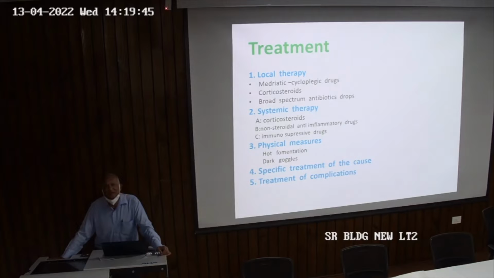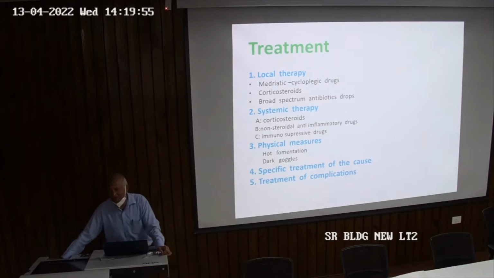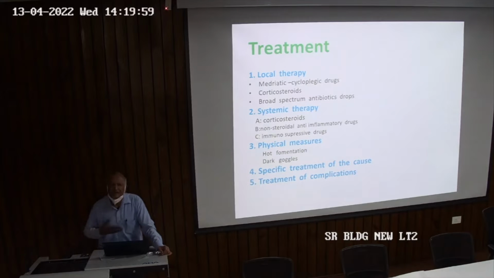Anti-tubercular drugs we will start that. If it is syphilis, penicillin, and other things. That is why these are important things. Once we diagnose the case, whether it is granulomatous or non-granulomatous, or infective or bacterial, then we can start specific treatment.